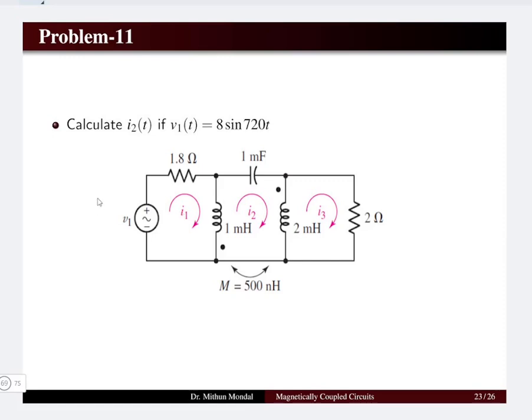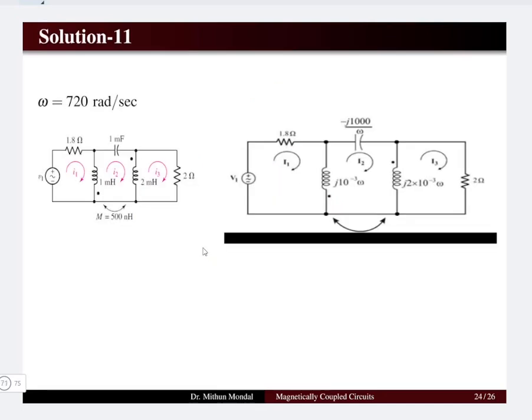Next problem, which is the last problem of this tutorial, where we have 3 loops involved. So the number of equations will be more. We need to determine the current I2 in the second loop, given the input voltage is 8 sine 720t. So 720 is basically the frequency of the supply, and all the inductance values we have to convert into reactance, and we have to see the dot position and the current, whether it is entering the dot or leaving the dot, because positive and negative signs will be involved in the voltage values.